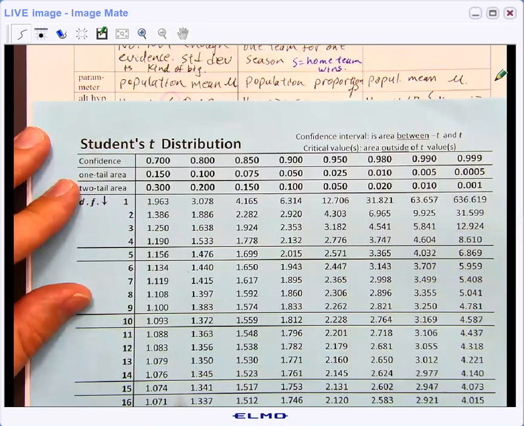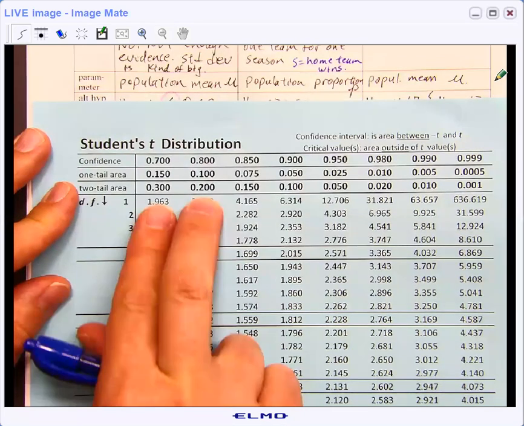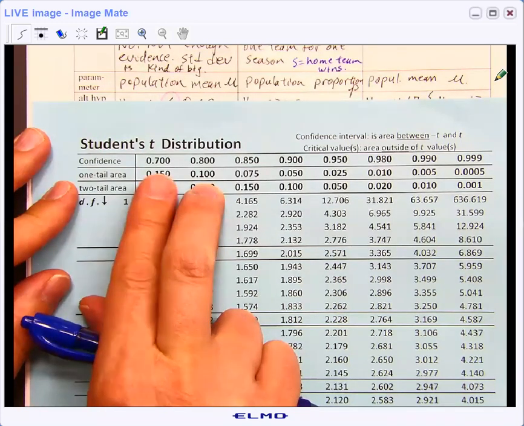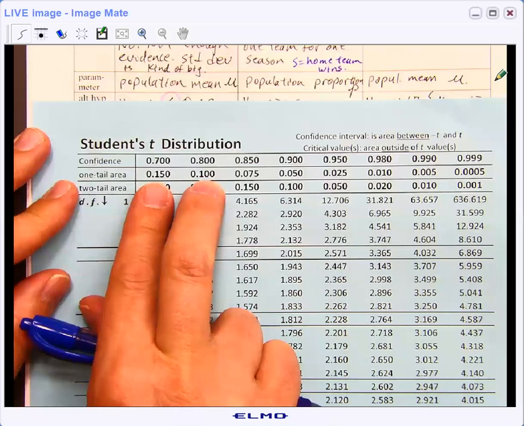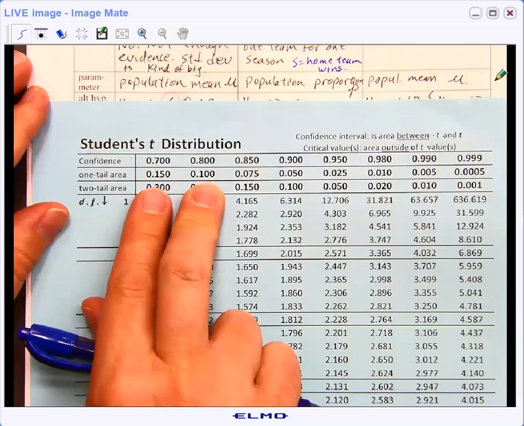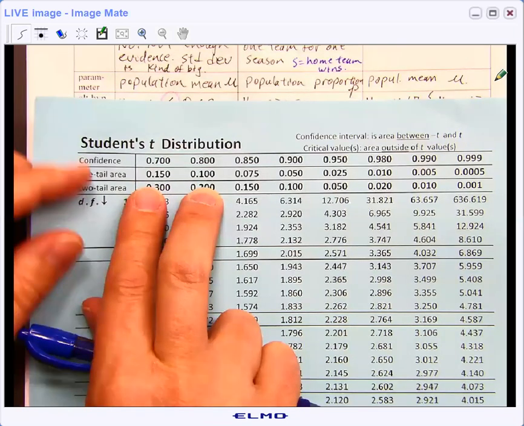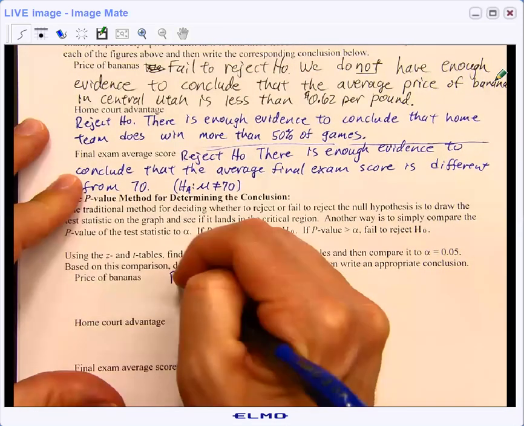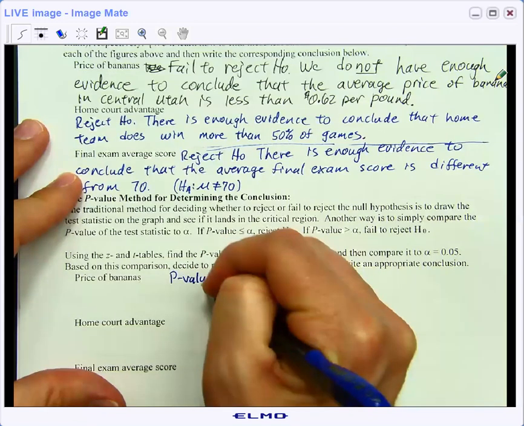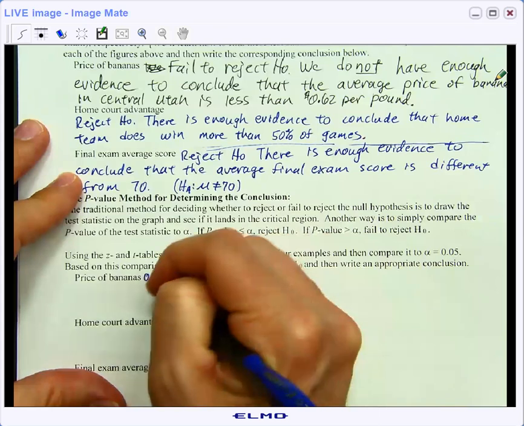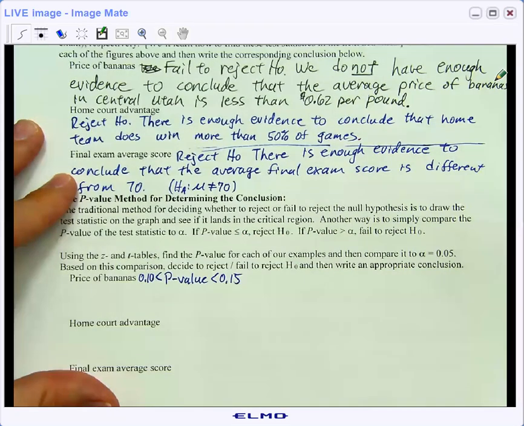So how much area would be in one tail on the t distribution with 9 degrees of freedom? Somewhere between 15 and 10%. Notice that these areas go down as we read to the right. So we'd normally say that it's between 10 and 15%. So let's go ahead and write that in on page 3. So our p-value, we don't know exactly what it is, but we know that it is somewhere between 10 and 15%.